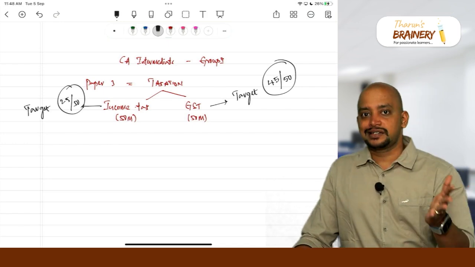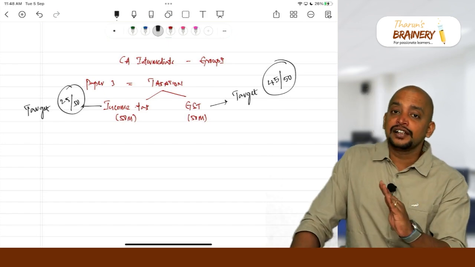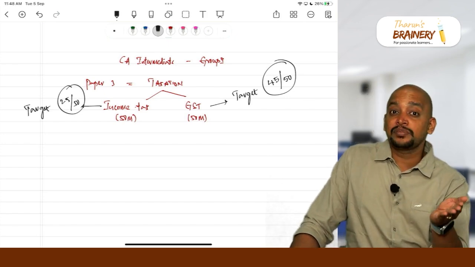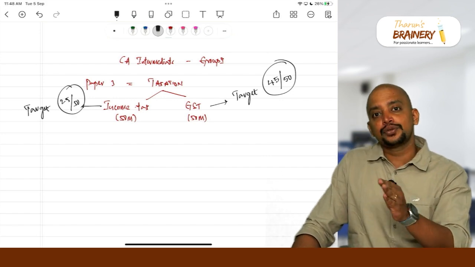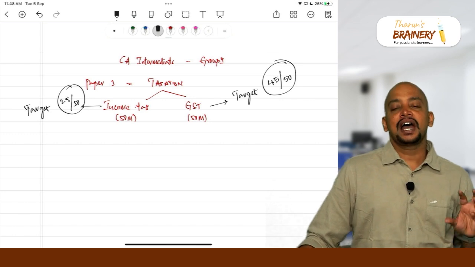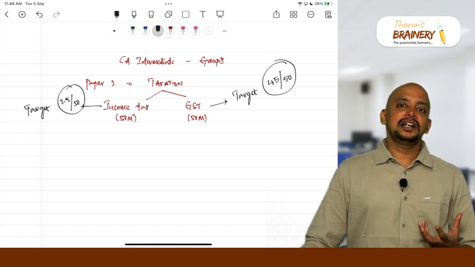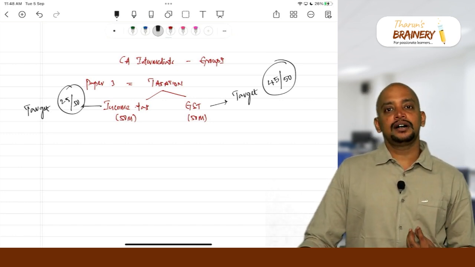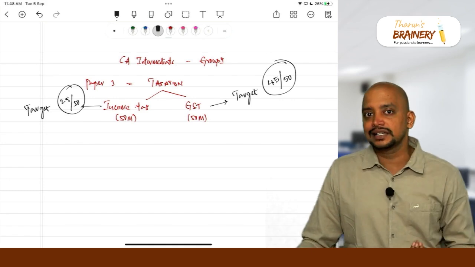The paper is like that. Sometimes the paper will be easy and the students will get 80s, 90s. Sometimes the paper will be difficult and the students may not be able to get even 50s. So like that the problem will happen. And law, again, depends upon your acumen in writing the answers.